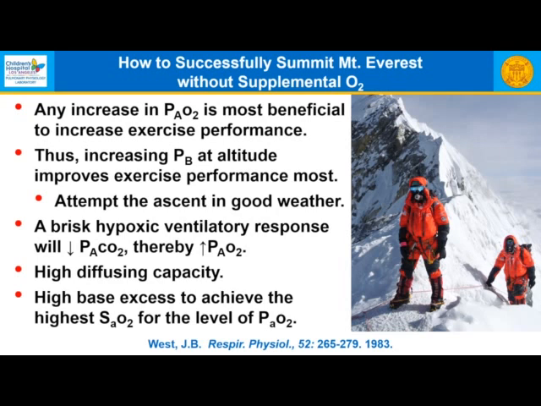So if you want to successfully summit Mount Everest without supplemental oxygen, you need to do this. Therefore, increasing barometric pressure at altitude improves exercise performance. So attempt ascent in good weather. We talked about the fact that barometric pressure is increased in summer and near the equator. A brisk hypoxic ventilatory response will decrease CO2 more, therefore increasing alveolar O2 more. You'd like a high diffusing capacity, and you'd like a high base excess to achieve the highest oxygen saturation in hemoglobin for the level of arterial PO2.